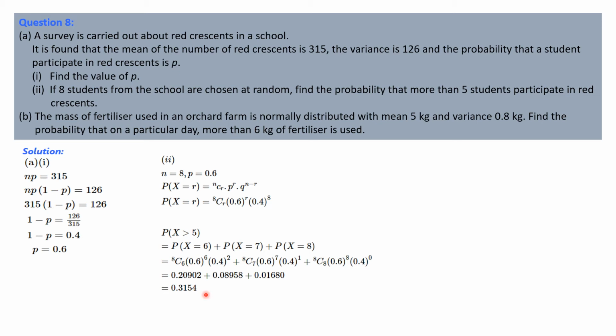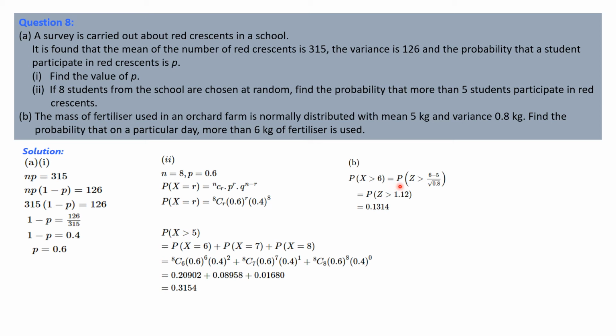Right, so let's move to question B. The mass of fertilizer used in an orchard farm is normally distributed with a mean of 5 kg and a variance of 0.8 kg. Find the probability that on a particular day, more than 6 kg of fertilizer is used. So we have to find the probability for x greater than 6.